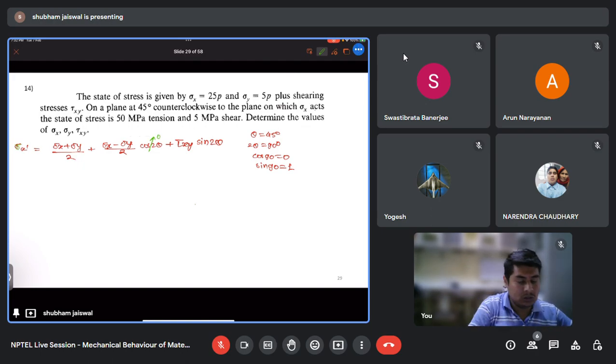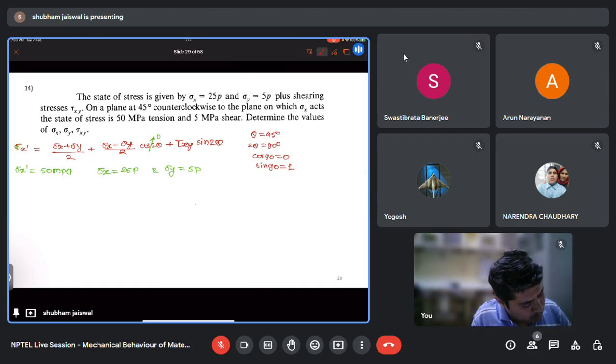Now, what we have given is that sigma x prime is equal to 50 MPa, sigma x is equal to 25p, and sigma y is equal to 5p. Now try to solve.